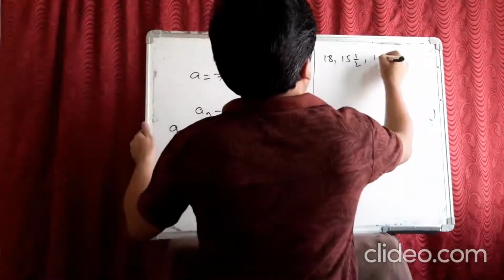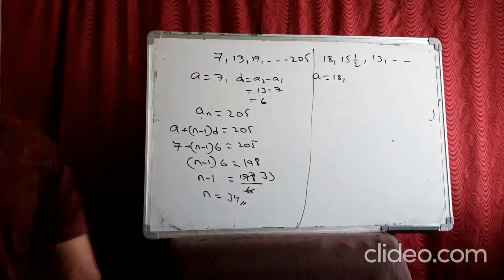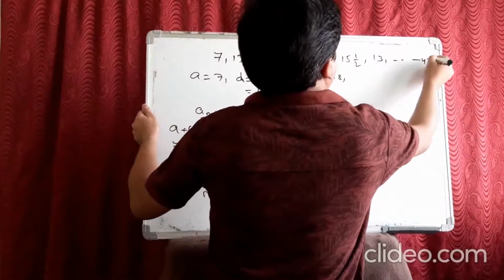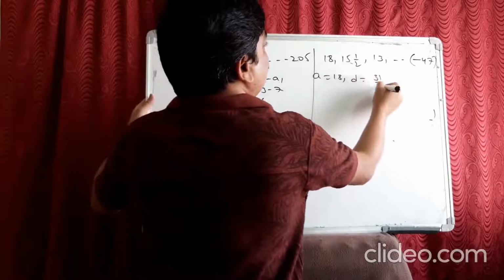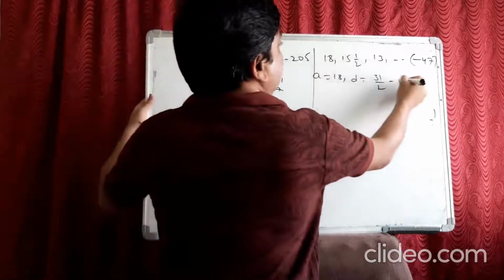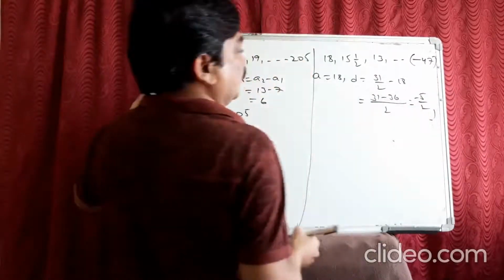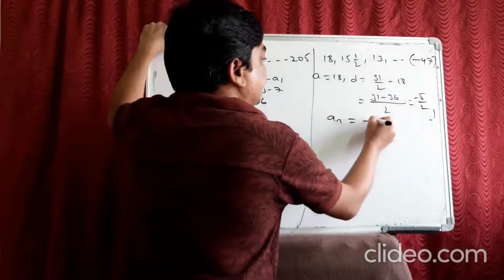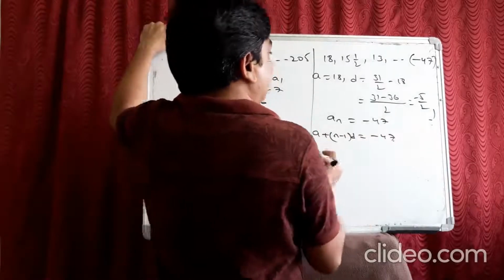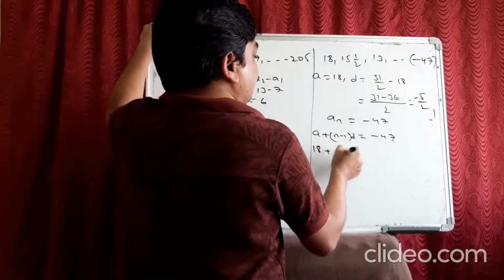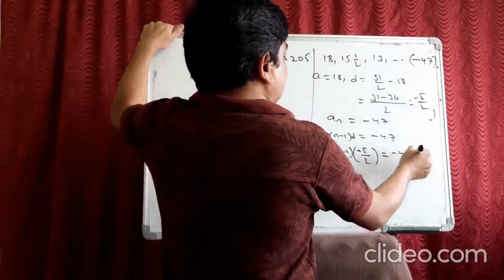In the same way, next question, 18, 15 1 by 2, 13, and so on. So A is 18. The last number is minus 47. I'm doing this because it is minus. So D is A2 minus A1. This is 31 by 2 because of the mixed fraction, minus 18. LCM is 2, 31 minus 36, minus 5 by 2. Now equate the last term with AN. A plus N minus 1 into D is minus 47. A is 18 plus N minus 1 into D. D is minus 5 by 2, equals minus 47.